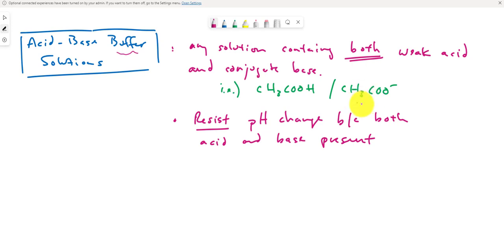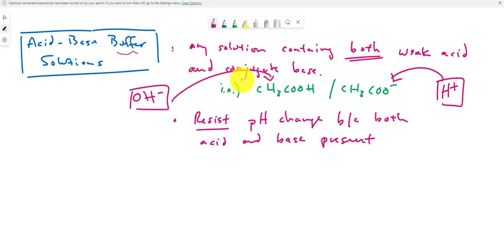So in the case of acetic acid and acetate, if we were to add some strong acid in the form of H+, it would go and react with the weak base, the acetate that's present, and neutralize it. Similarly, if we were to add strong base in the form of OH-, it would react with the weak acid and buffer that. And so depending on the concentrations of these two things, how much we have in solution, that defines what we call the buffer capacity. How much of each of these acids and bases can we add and still resist a pH change? So we'll talk about buffer capacity as we move through these videos.